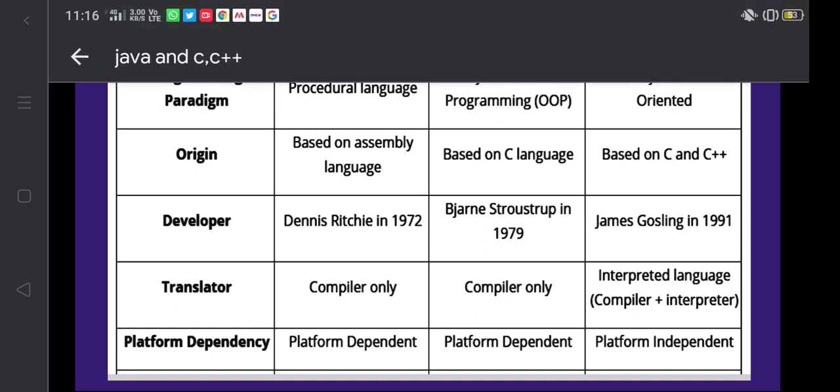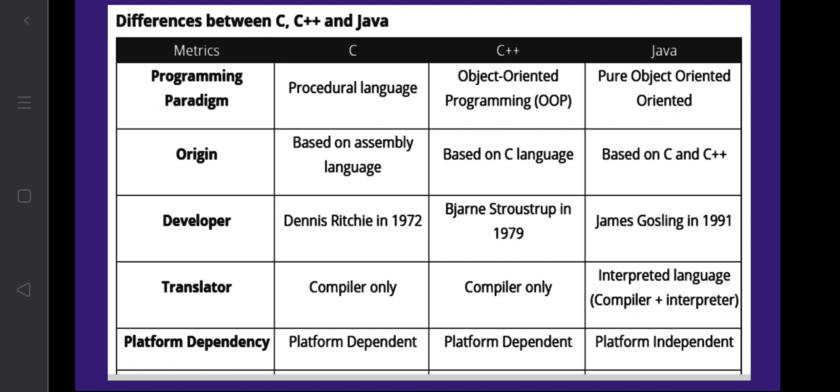Okay. Next one is platform dependency. When you say platform dependent, in the sense C and C++ are platform dependent because they can be executed in only one platform. Whereas in the case of Java, Java is cross platform. That means it is platform independent. We can run Java programs in both Unix-based operating systems as well as the Windows operating system.